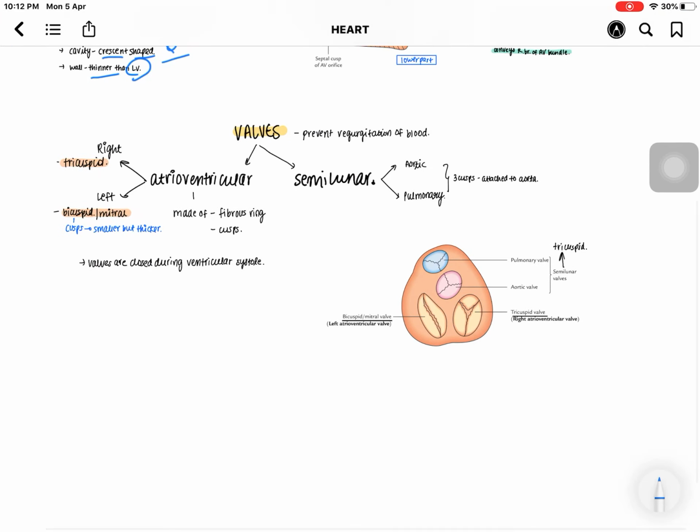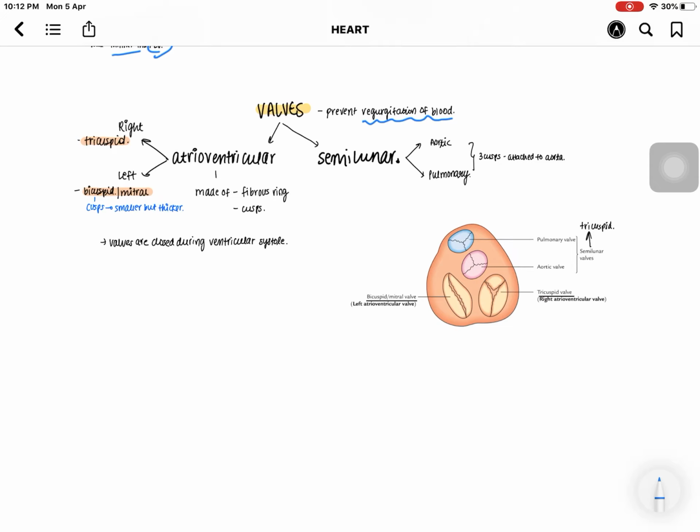Coming to the valves, these valves actually prevent regurgitation of blood backwards. There are atrioventricular valves and semilunar valves. Atrioventricular valves divide the atria from the ventricles. There are right atrioventricular valves and left atrioventricular valves. The right atrioventricular valve is known as the tricuspid valve. The left atrioventricular valve is known as the bicuspid or mitral valve. The mitral valve has cusps that are smaller but thicker. These atrioventricular valves are made of fibrous rings and cusps. These valves are closed during ventricular systole.